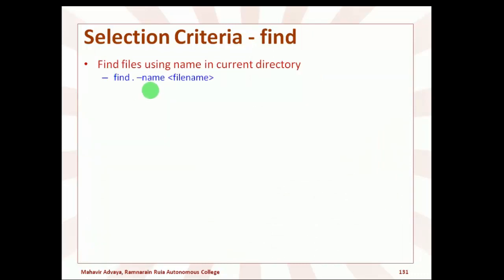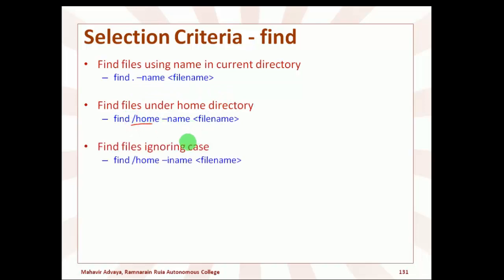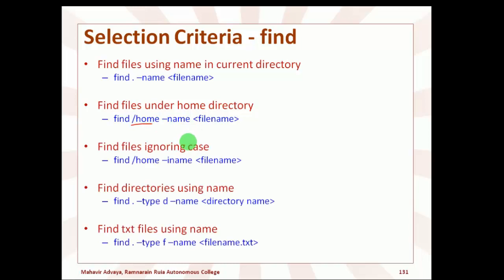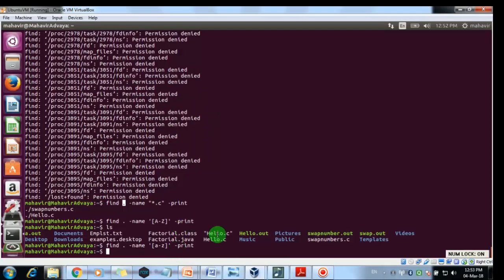So find dot, again this we have checked before. Then you want to check for the file under the home directory. Again this is just an example. You can try out this example and have a look at the output. So type: you are checking for a file name that is of type directory and that is of type file. Say for example I look for the directory that is pictures.